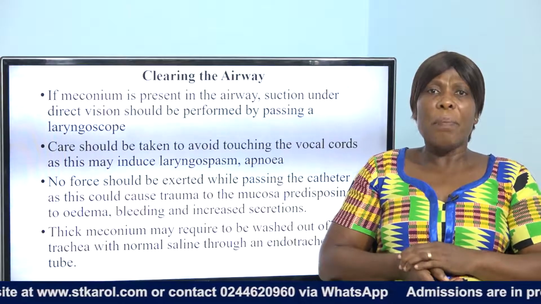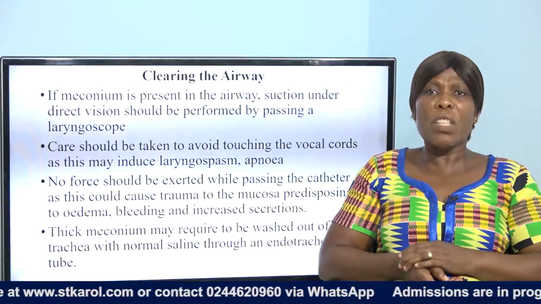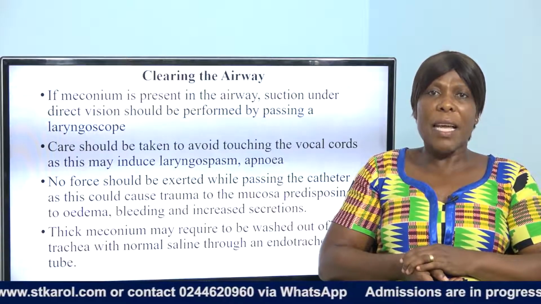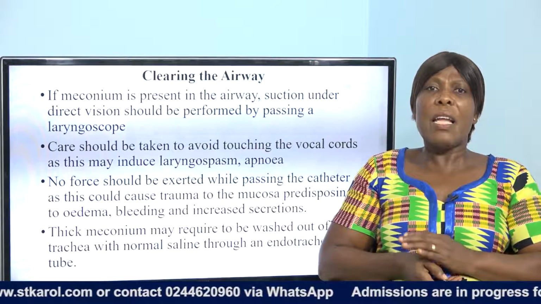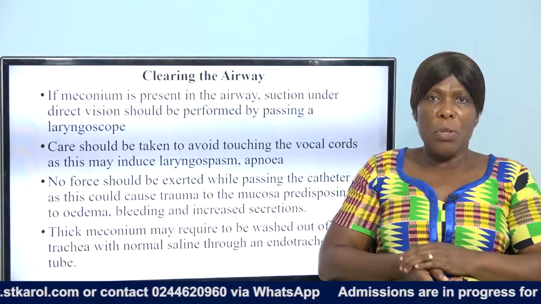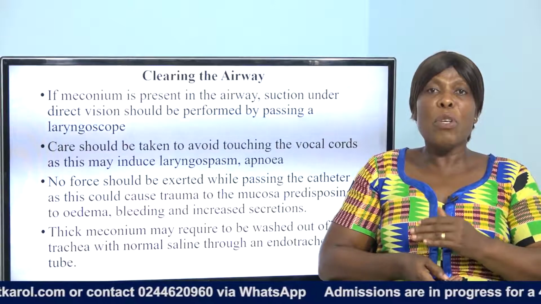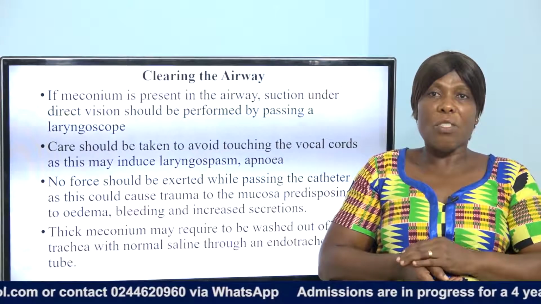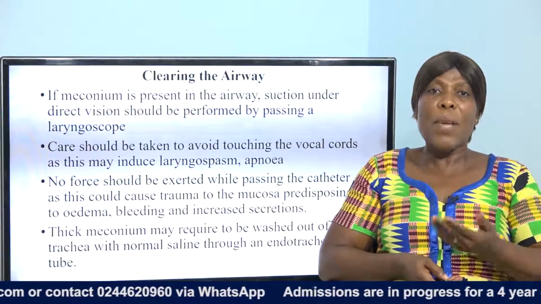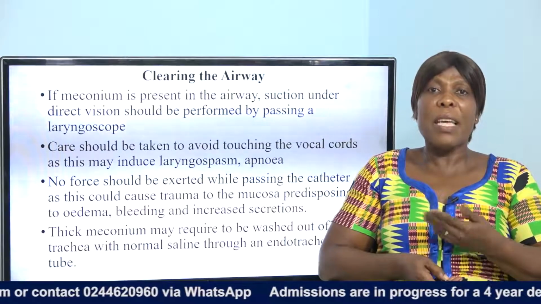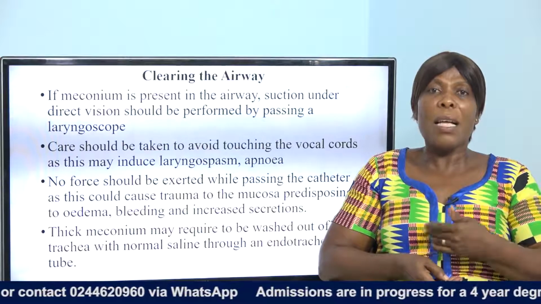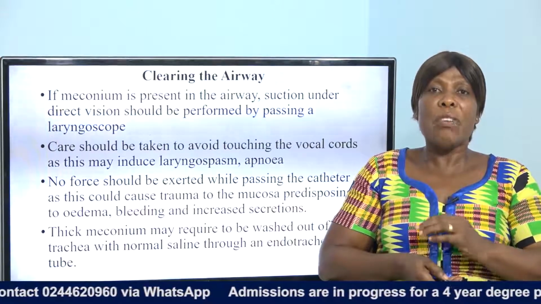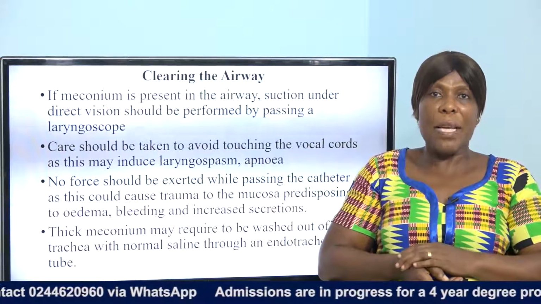Thick meconium may require to be washed out of the trachea with normal saline through an endotracheal tube. So if we have enough meconium in the airway, we need to do lavage or washout so that the baby will be able to take in normal air, and this meconium will not go and occupy the alveoli.